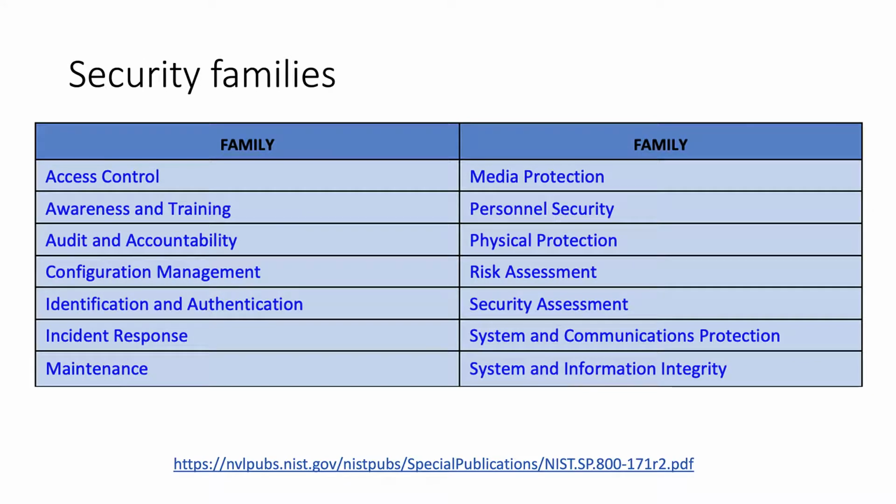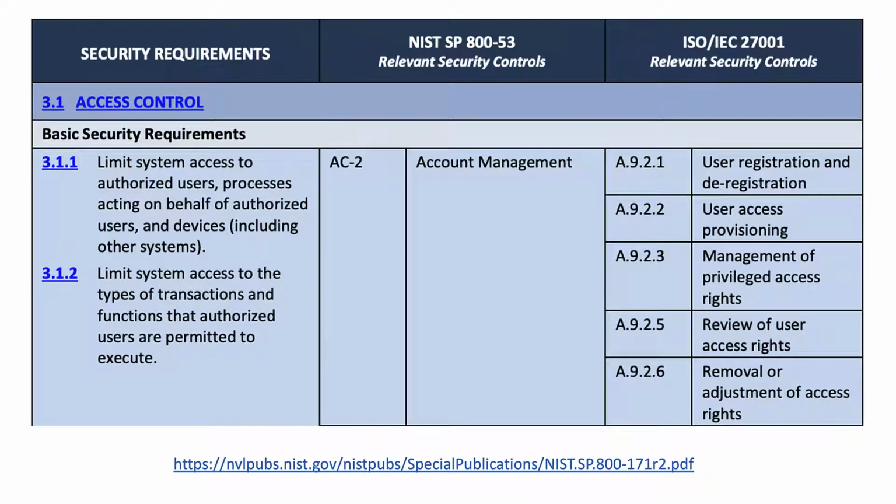And 800-171 contains what's called security families, and there are 14 of those, starting with access control, awareness and training, audit and accountability, all the way to security assessment, system and communications protection, system and information integrity. And within each of those families, there are guidelines for securing systems and information. And it looks something like this.